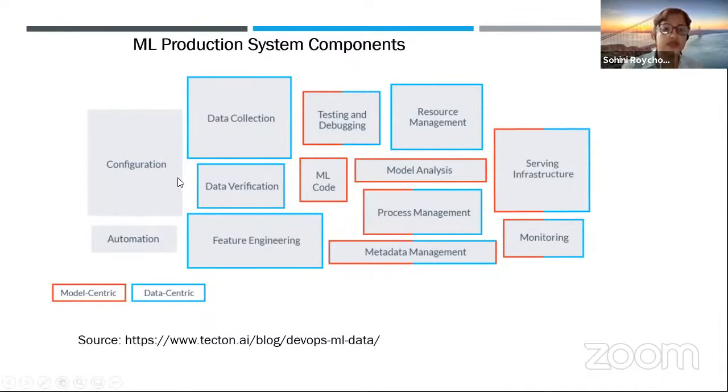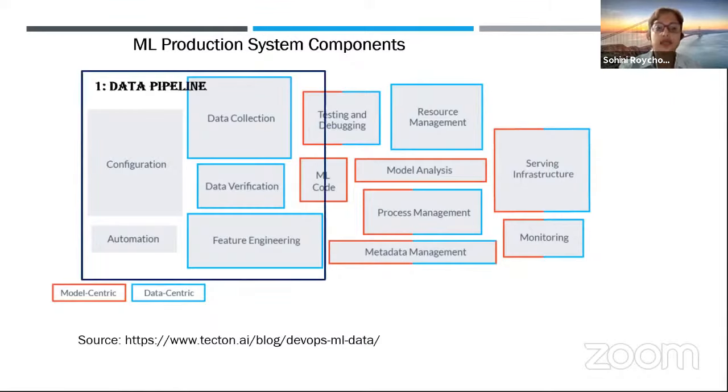As you see on the left-hand side, there's configuration and automation, all of which has to do with the data pipeline. The ML model is actually a very small component of it. And then you see there is a lot of deployment and serving. If I had to break them down, I would do that in three ways.